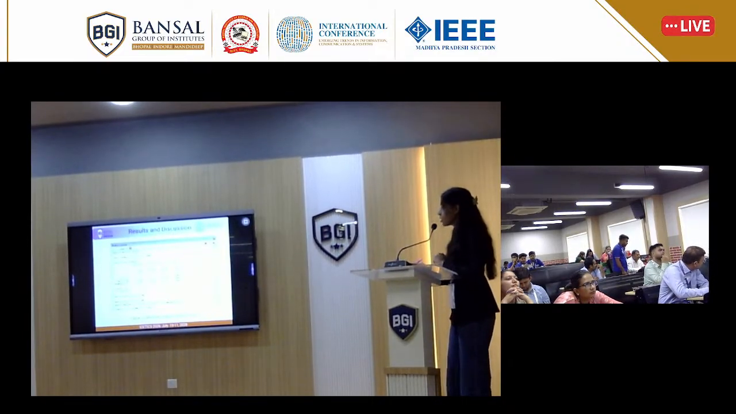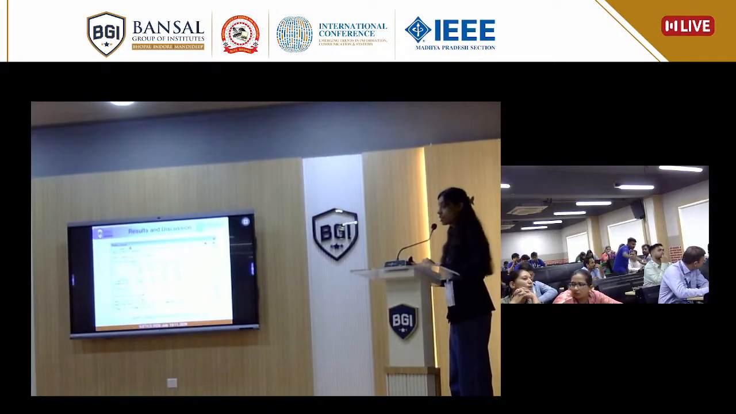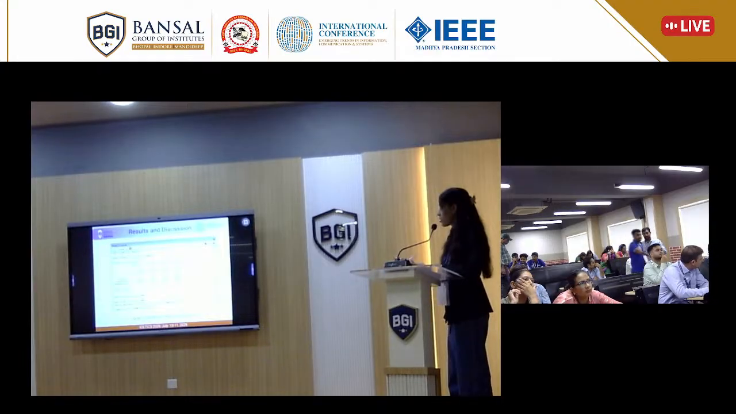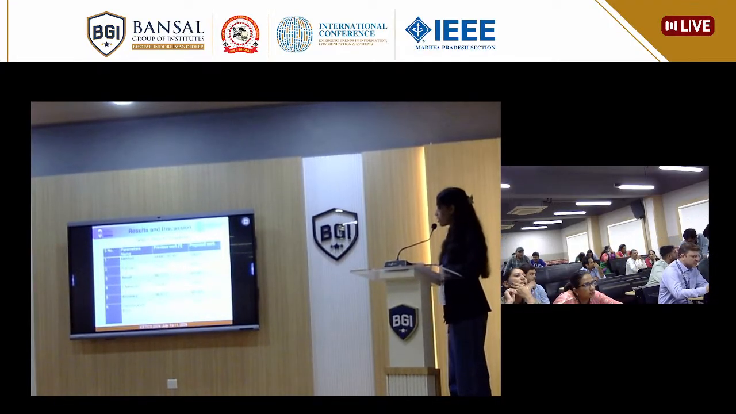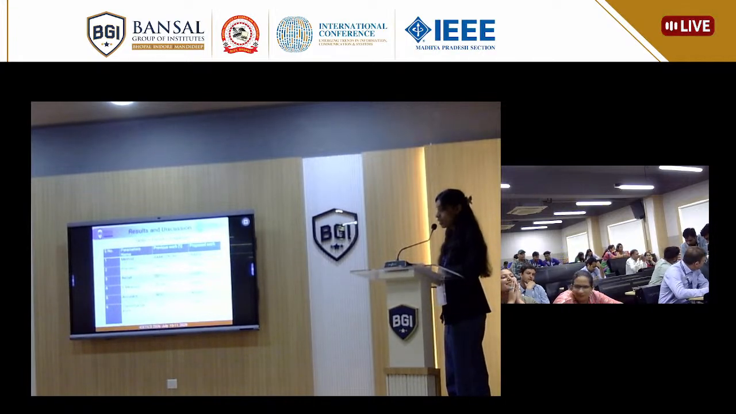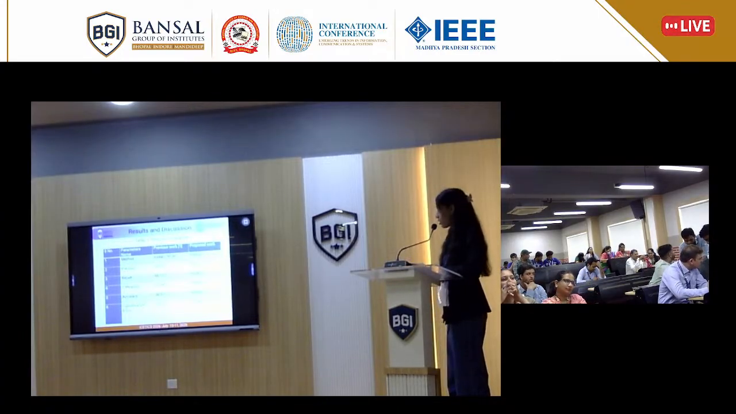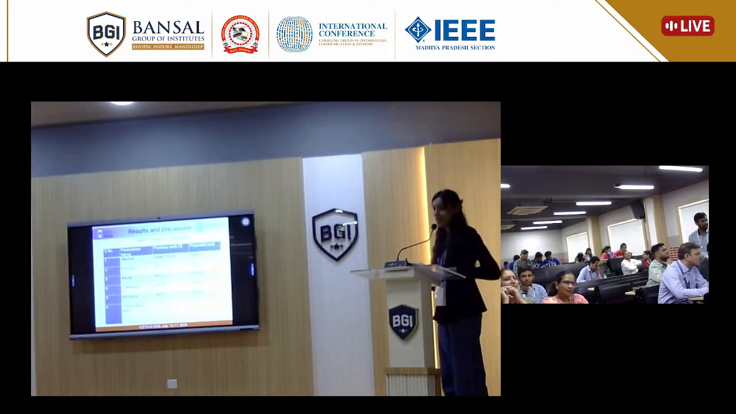Ma'am, results and discussion. This is the classification result of the hybrid model. This result is compared between the previous work and the proposed work. Our proposed work achieves 99.90%, and the classification error is reduced from 1.07% to 0.10%. What is the formula for finding classification error? Sorry, no, I didn't mention it.